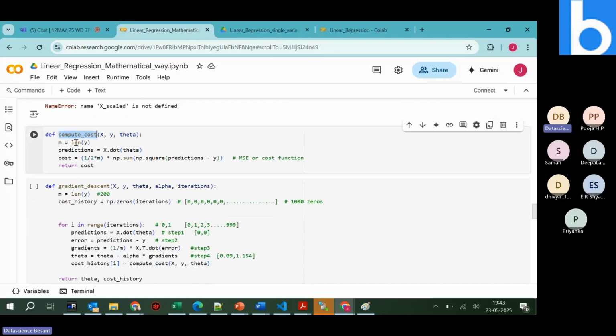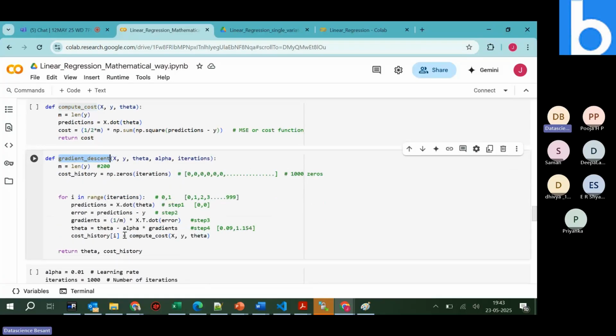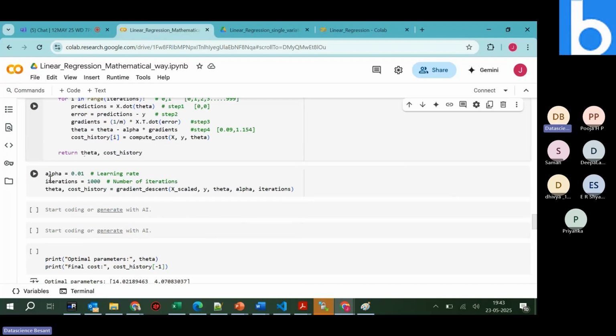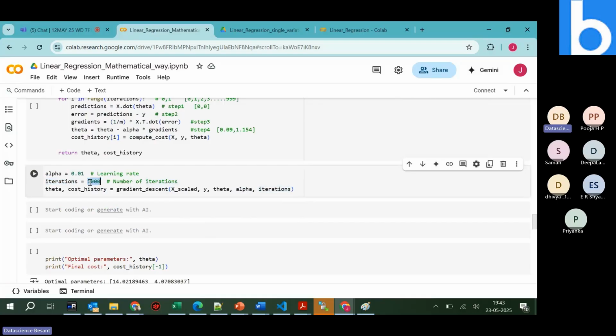They have defined compute cost as one function and gradient descent as another function. I'll explain one by one. Same as in theory, I have defined alpha equal to 0.01 and iterations equal to 1000, the number of times you are going to run this. Then theta, cost_history equals gradient_descent. I'm calling the function, which takes 5 arguments: x, the independent feature, y, the sales values, theta which is 0 comma 0, alpha which is 0.01, and iterations which is 1000.